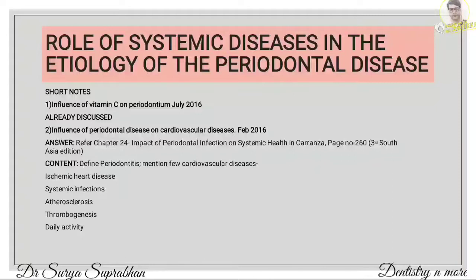And then coming to next chapter, that is influence of periodontal disease on cardiovascular disease. So here first you have to write what is periodontitis, and then you have to mention few cardiovascular diseases such as ischemic heart disease, systemic infection, atherosclerosis, thrombogenesis and daily activity, and you have to write 2-3 lines about each of them. The answer for this question you can find in chapter 24, impact of periodontal infection on systemic health, page number 260.